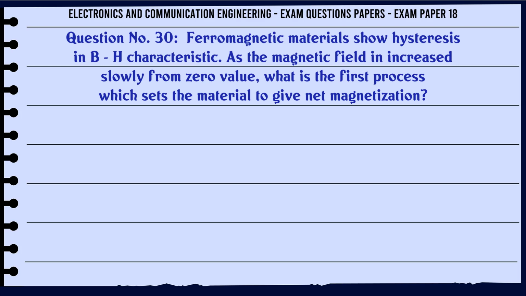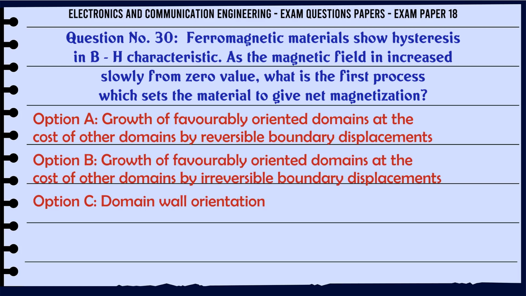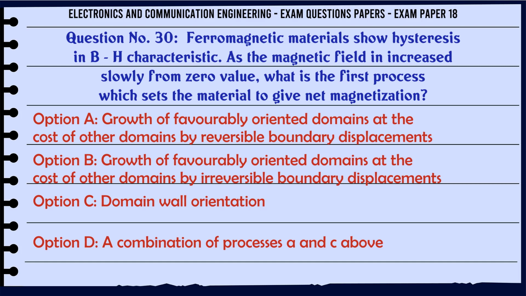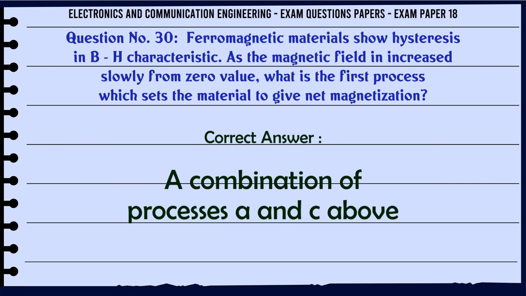Ferromagnetic materials show hysteresis in BH characteristic. As the magnetic field is increased slowly from zero value, what is the first process which sets the material to give net magnetization? A. Growth of favorably oriented domains at the cost of other domains by reversible boundary displacements. B. Growth of favorably oriented domains at the cost of other domains by irreversible boundary displacements. C. Domain wall orientation. D. A combination of processes A and C above. The correct answer is a combination of processes A and C above.